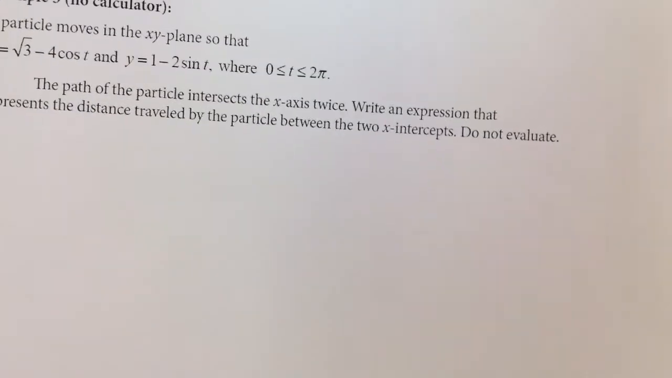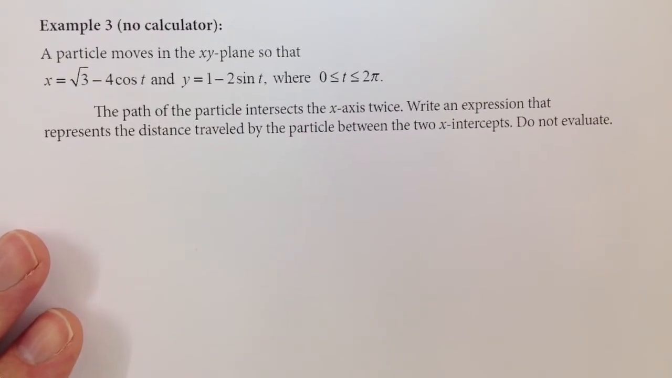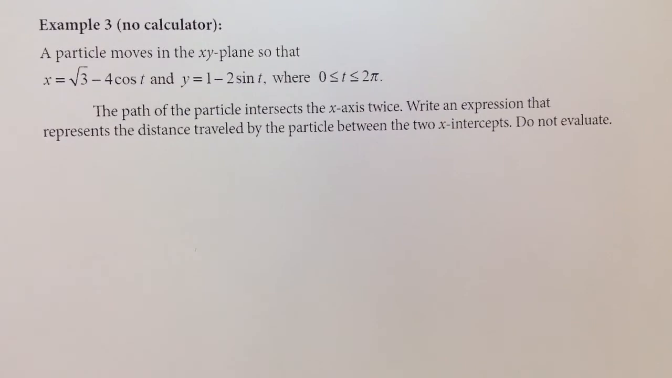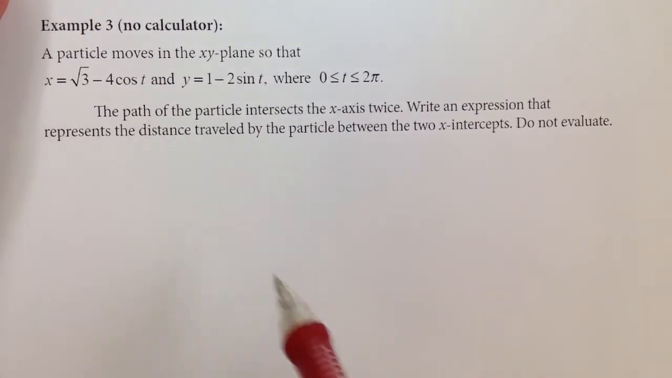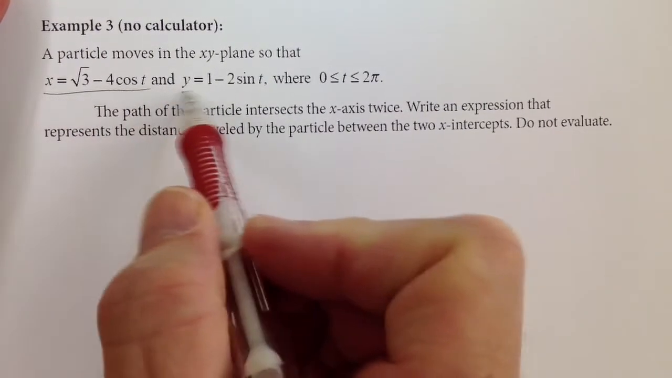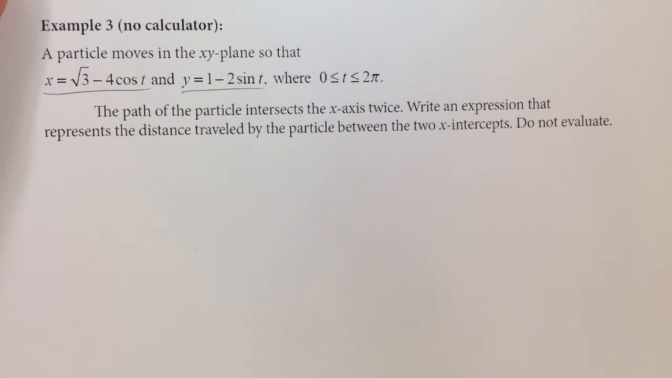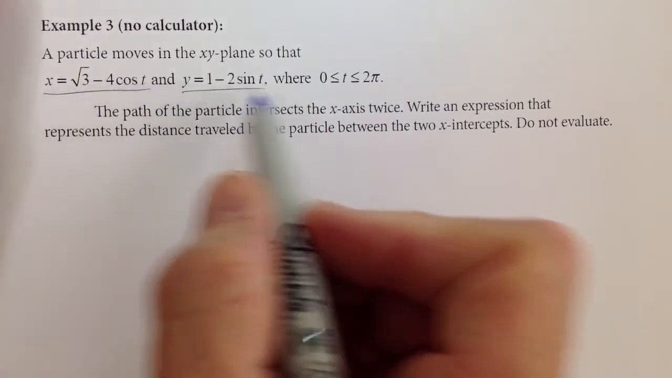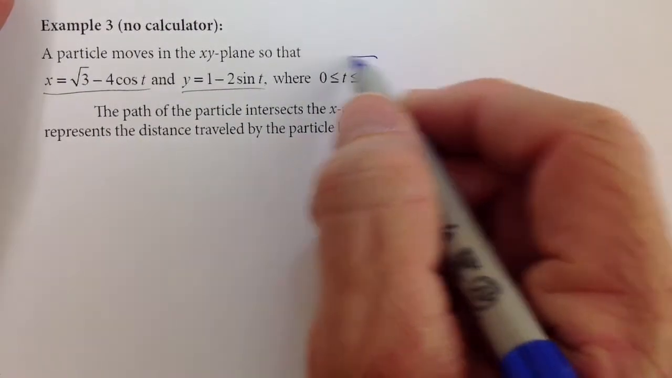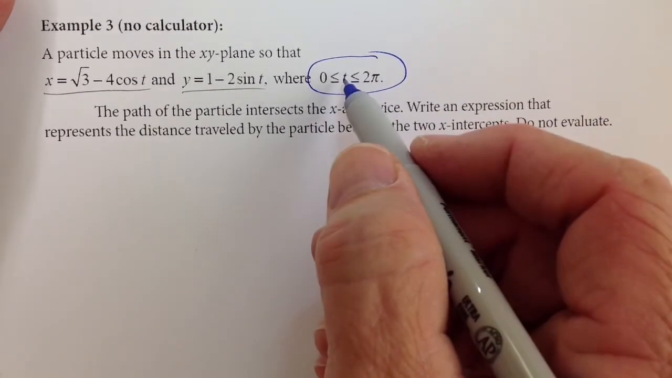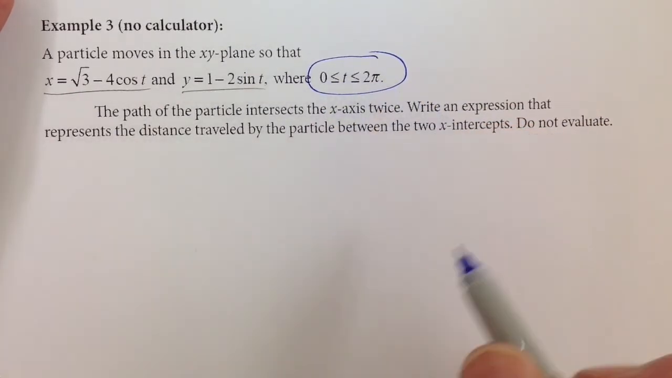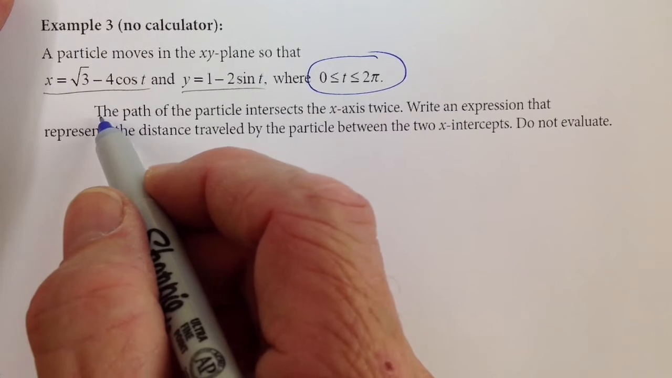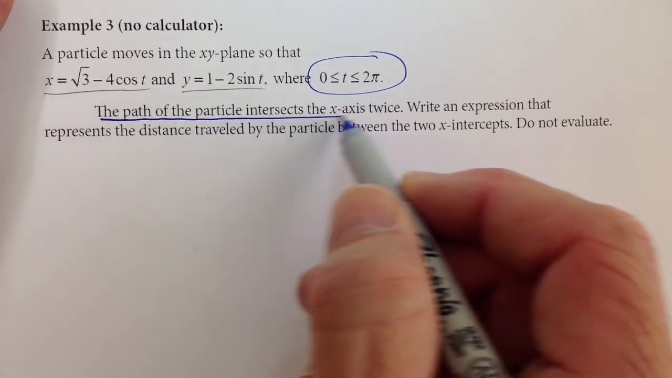A particle moves in the xy plane, so that we have our x and our y coordinates of any point in the xy plane based on these parametric equations. Now keep in mind, t ranges from 0 to 2 pi.